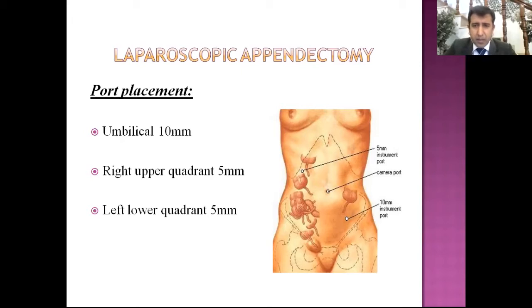Otherwise, some people use one port between the pubic symphysis and umbilicus, and a port just above the pubic symphysis. It can also be used, but it causes clashing of the instruments during surgery, and handling and movement are not as easy as with my port position. So I prefer the right upper quadrant port and the left lower quadrant port. This is the port position of my choice, and many books recommend it too.